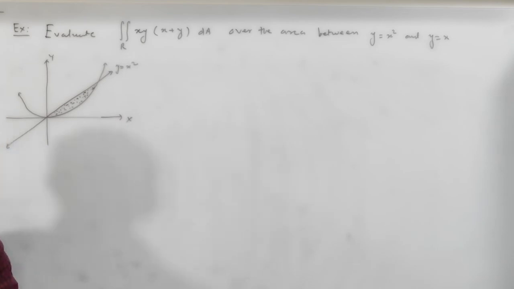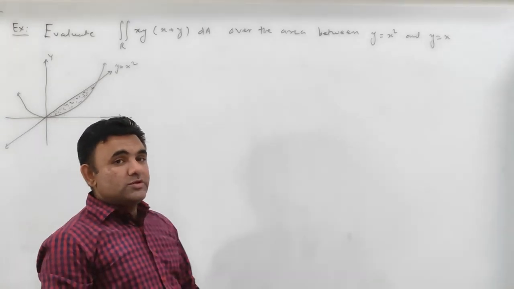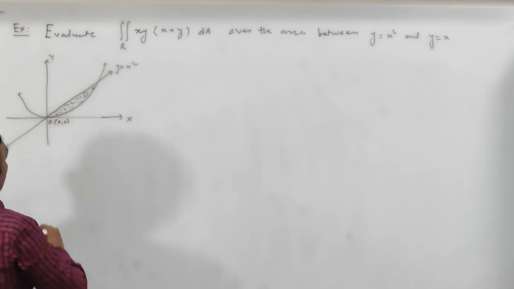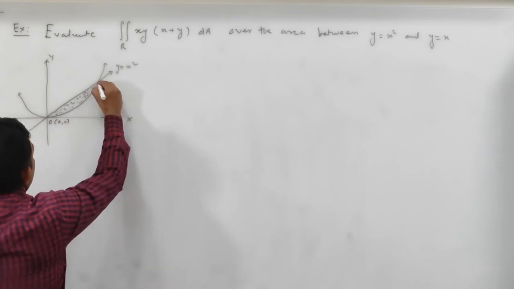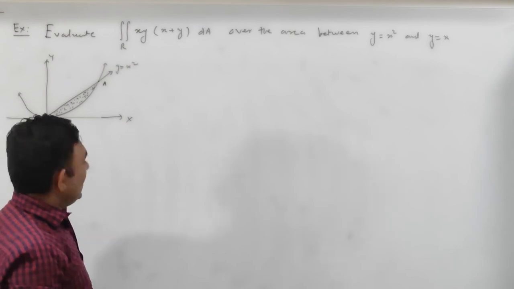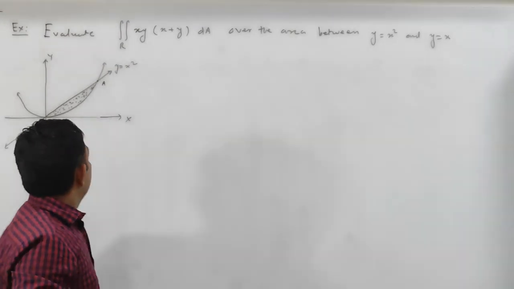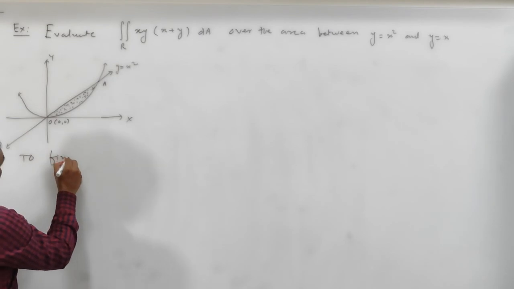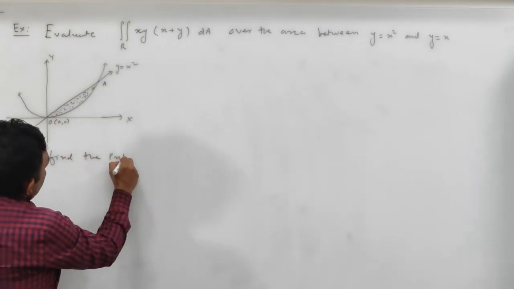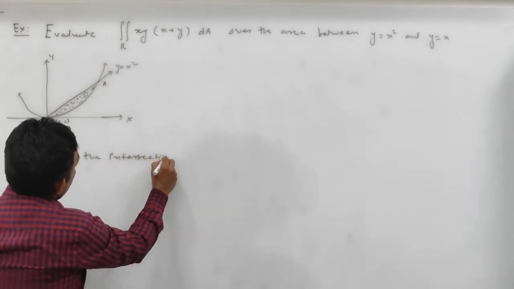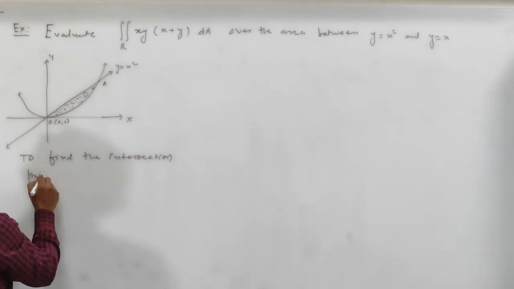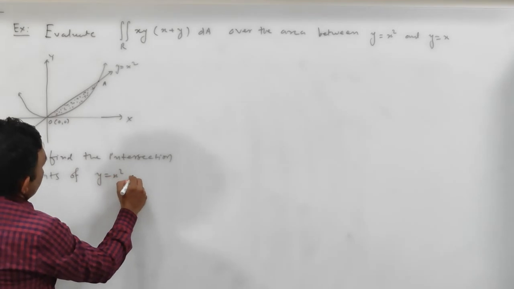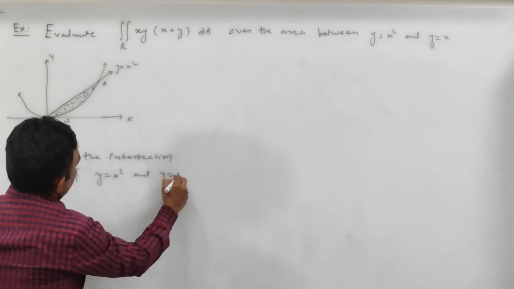So for that, first we need the intersection point of these two curves. So let me say O is the origin, so it is O (0, 0), and let me say this point is A. So here we have to find the coordinates of A. So to find the intersection points of y equal to x square and y equal to x.